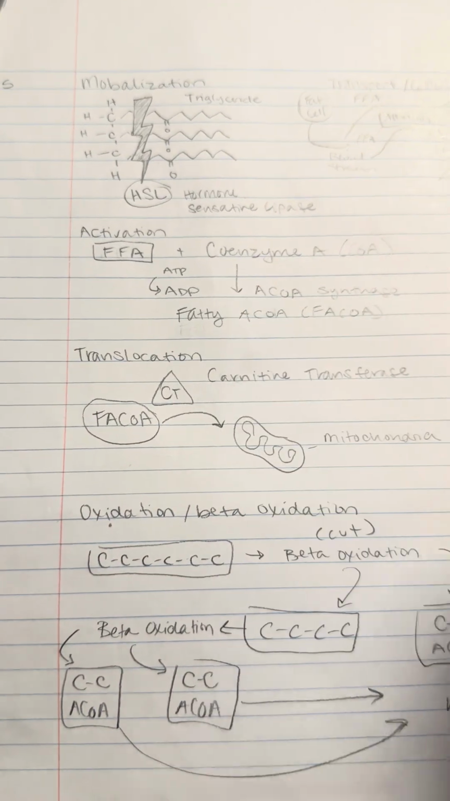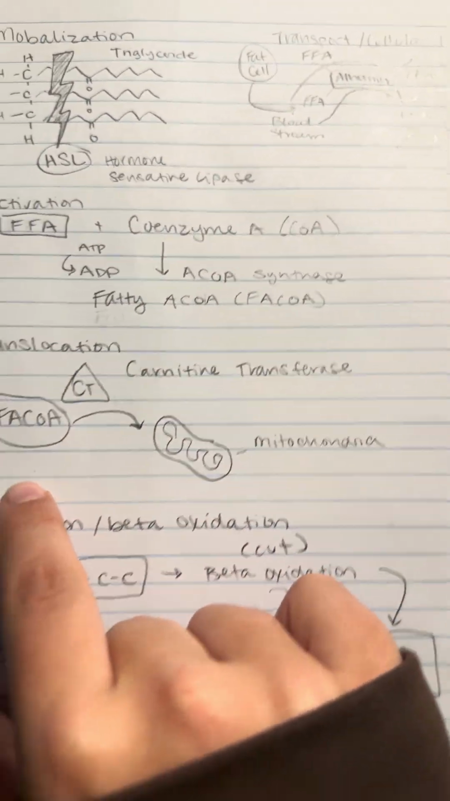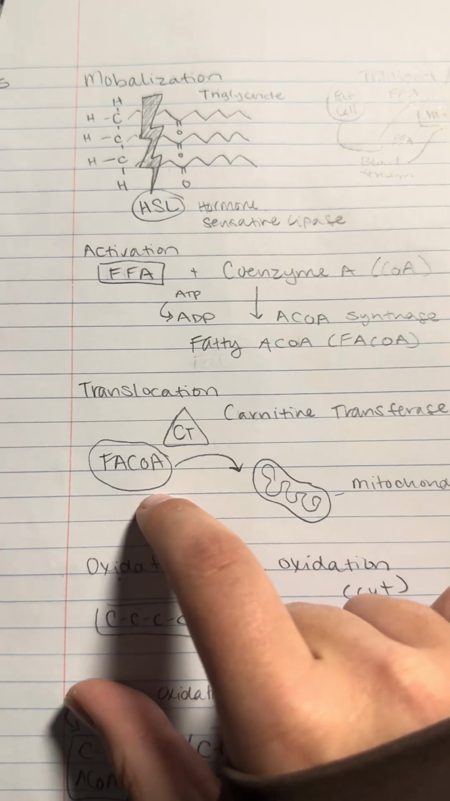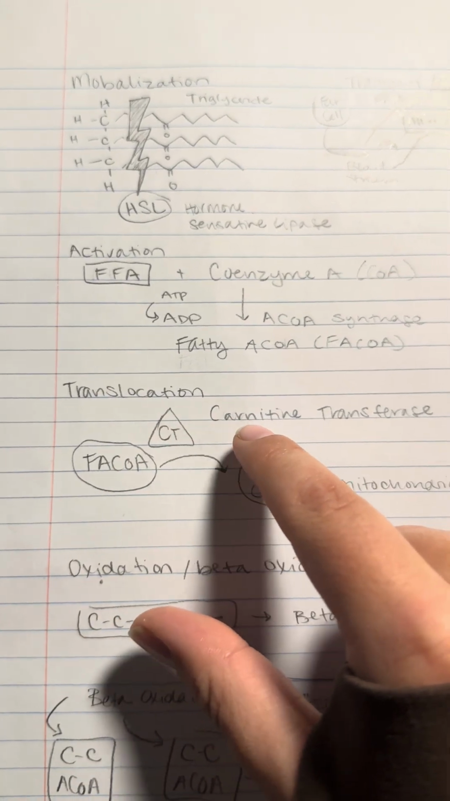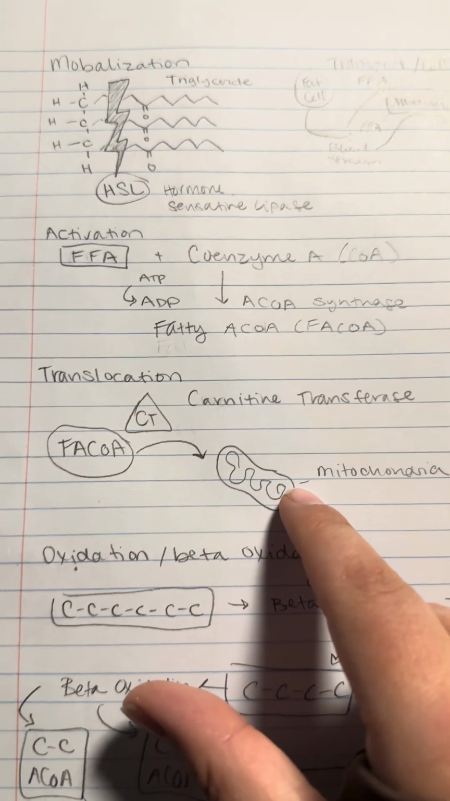In this, we now have our translocation, where our now made fatty acyl-CoA molecule is being transported by carnitine transferase into the mitochondria. And for our 5th and final phase, we have our oxidation, beta oxidation, and this is where we are wanting to basically cut up fatty acyl-CoA and cut it up into acetyl-CoA.